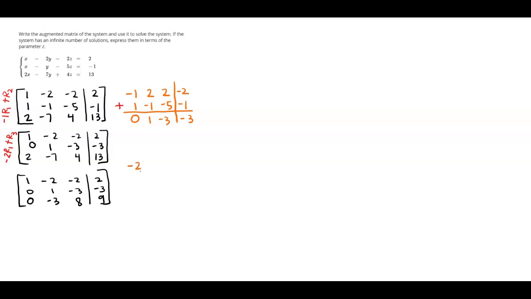So I'll do -2, right? I'm multiplying the first row by -2. So -2, then I'll have +4, +4, and then -4. And then I'm adding it to row 3, so that's 2, -7, 4, and 13. And when I add those together, I get 0, -3, 8, and 9, which is what I put in there, right? So that's what I got on that one, and this one became our new row 2.